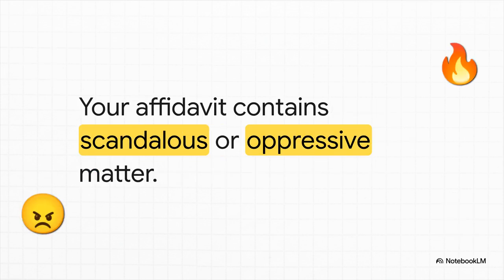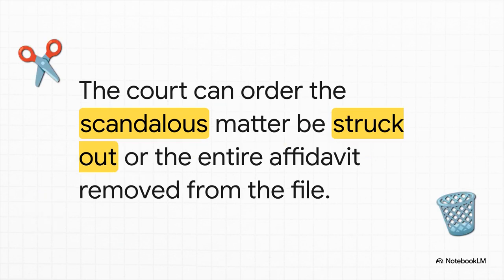Okay, next trap. Your opponent is on their feet and they're arguing that parts of your affidavit are totally irrelevant, inflammatory, or just designed to prejudice the court. And here's the fix for that. Under Rule 440, the court can basically act like an editor. It can strike out those offending paragraphs, or if it's really bad, just remove the entire affidavit from the file. And that is precisely why your own affidavit material has to be professional and strictly relevant to the issues.